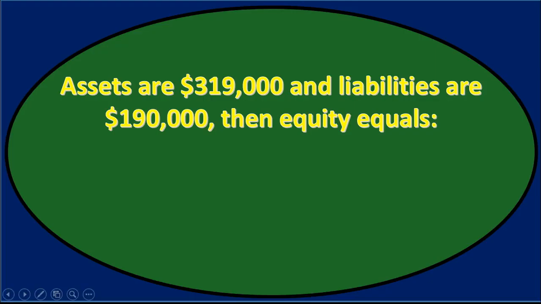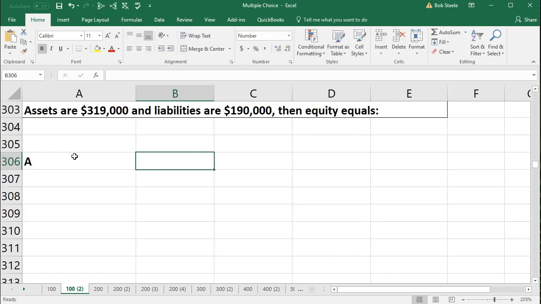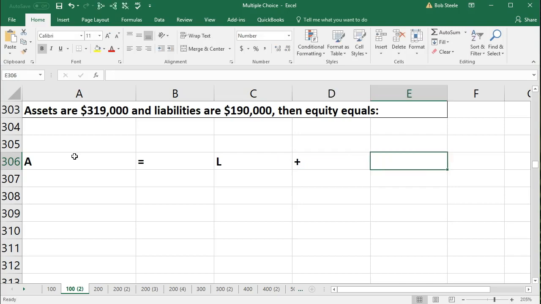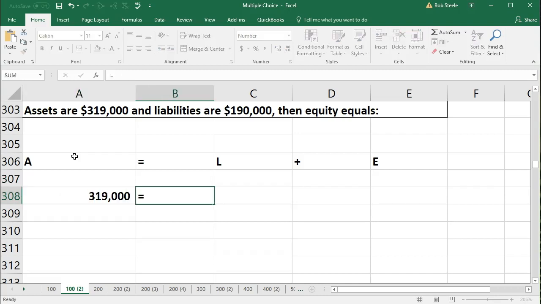Next problem. Assets are $319,000 and liabilities are $190,000. Then equity equals, once again looking at our accounting equation. Same problem here. We're going to first write down the accounting equation. Assets equal liabilities plus equity. And then we're just going to fill in our blanks here. 319,000 is going to be equal to the liabilities $190,000 plus equity.